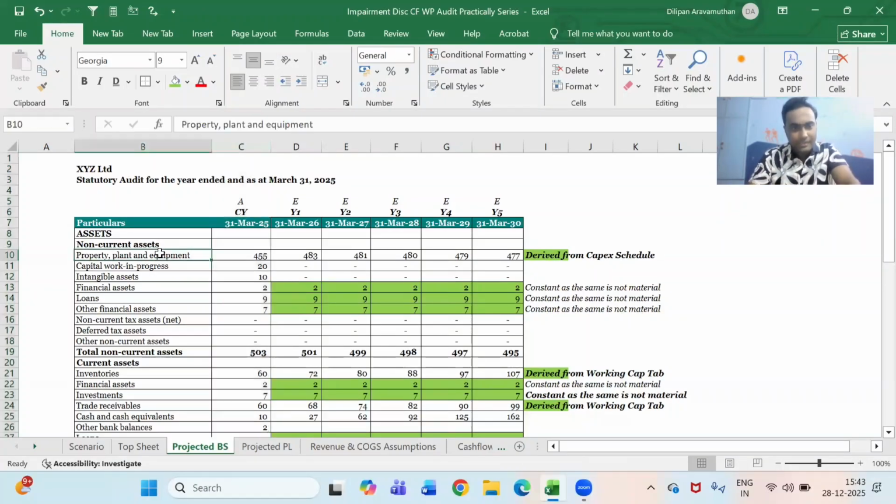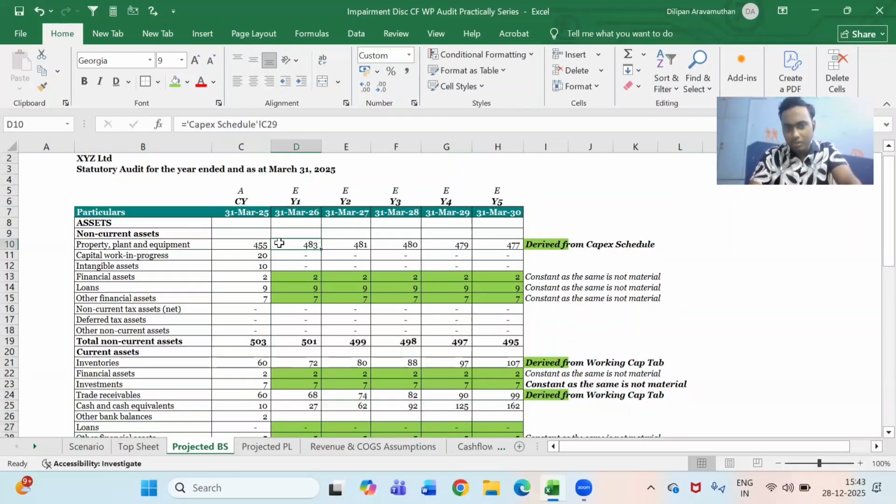So this is the PP&E, capital work in progress, intangible assets, financial assets. So all your items are here. What we need to do is, these projections have also been given by the management to us. What we ultimately need to do is get comfort over all the numbers here.